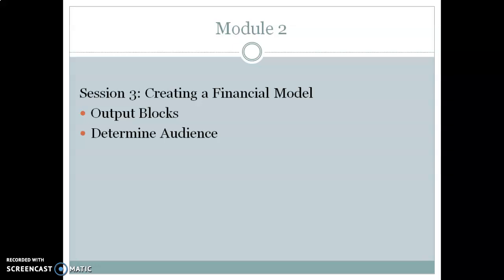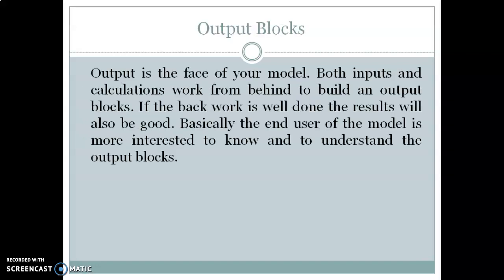A few important points we have already discussed about creating a financial model, like identifying the problems, gathering data, calculations, inputs, and two important points which are remaining in creating a financial model that we are going to discuss in today's session. So output blocks is what?